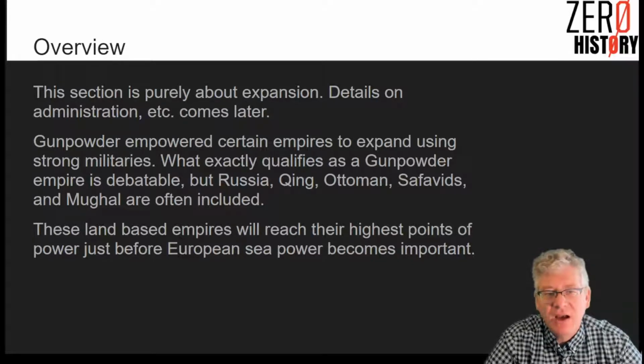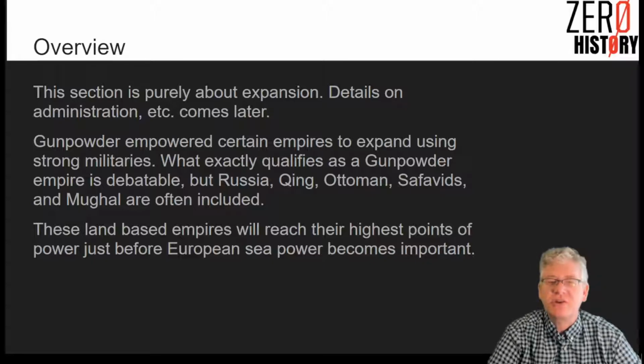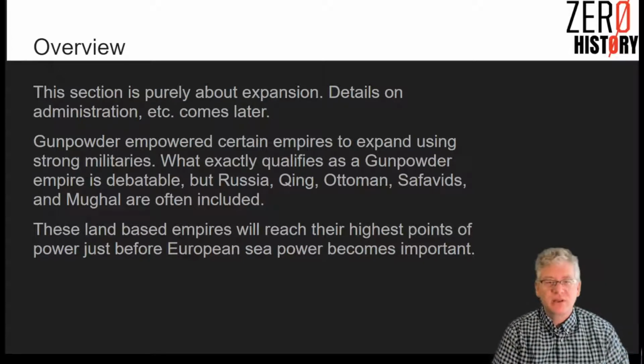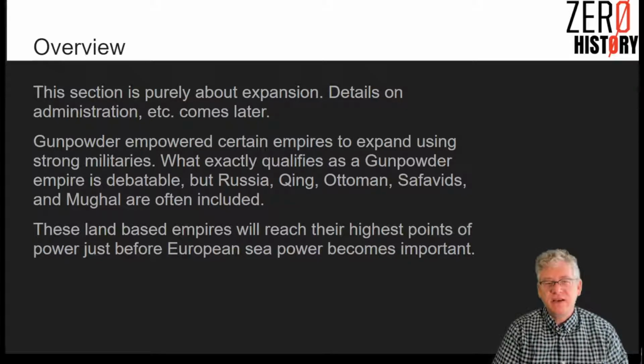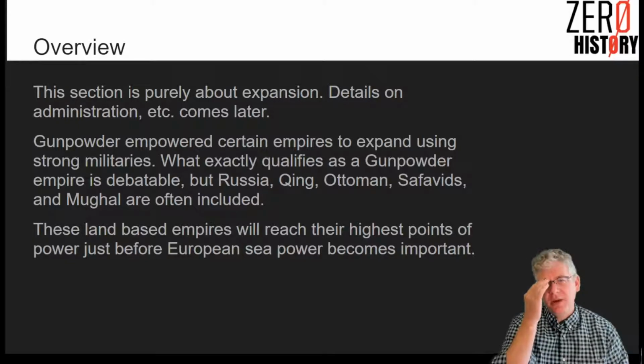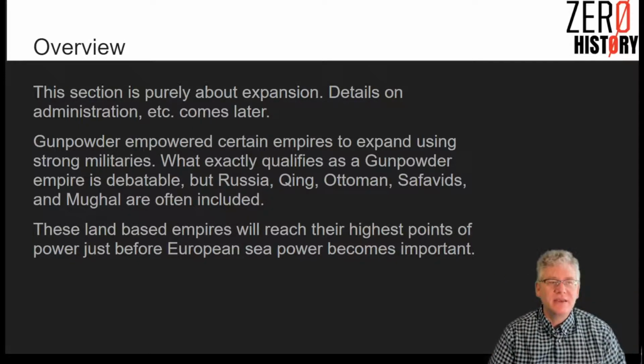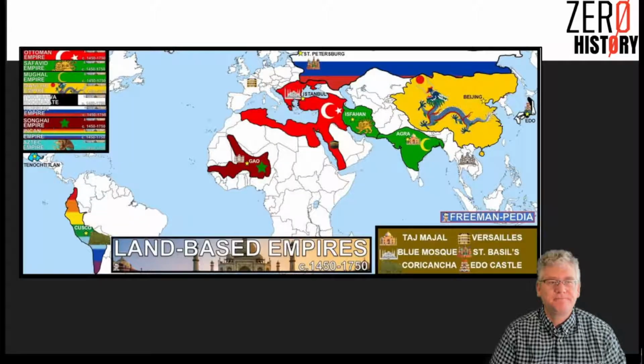These land-based empires are going to reach their highest points of power just before European sea power becomes important. So once the Europeans... 1492, Columbus sails the ocean blue. Once that happens, then we're going to have a big expansion of Europe. They're going to start sending out ships around the world and conquering. And so by 1600, 1650, 1700, the Europeans will have supplanted these gunpowder empires instead.